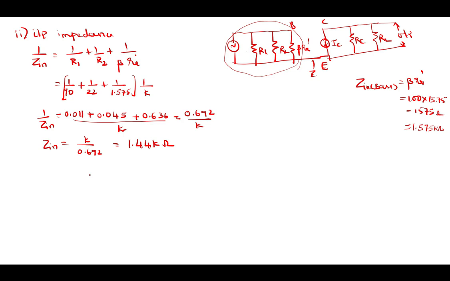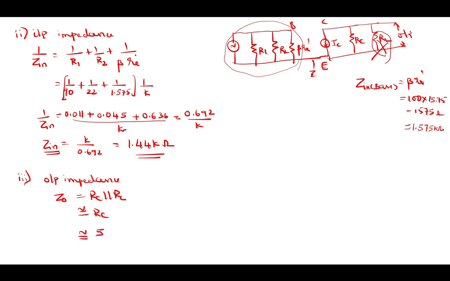Since the unit for Zin is ohm, I am rewriting that unit. So input impedance is 1.44 kilo ohm. Then the last one asked is output impedance. This is Z0, which is equal to RC parallel RL. If RL is absent, not given, then it is approximately equal to RC. Here you need not calculate anything. Directly you can write output impedance Z0 is equal to 5 kilo ohm. This is the answer for this problem.